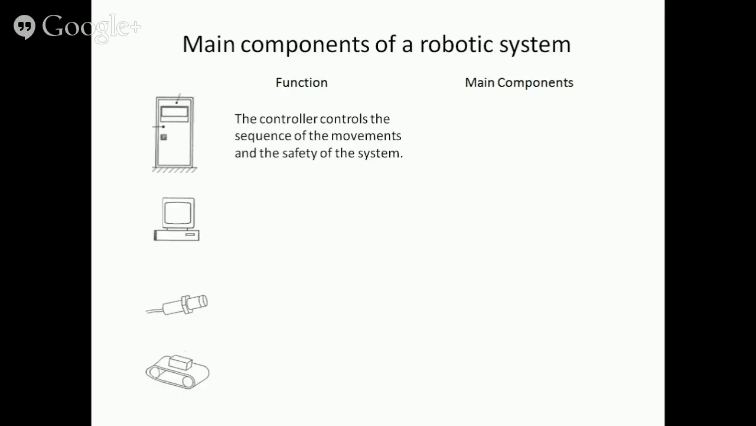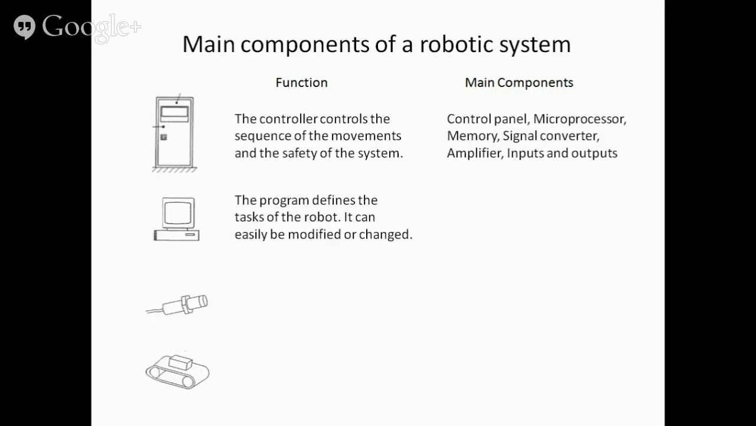The controller controls the sequence of the movements and the safety of the system. Its components are a control panel with a display. Inside there are microprocessors, there is a memory, there is a signal converter, there is an amplifier, and there are inputs and outputs so that the controller can communicate with its surroundings or with its periphery.